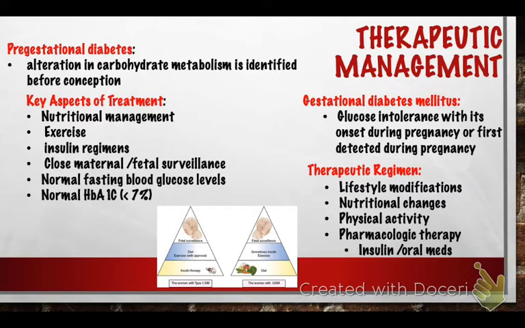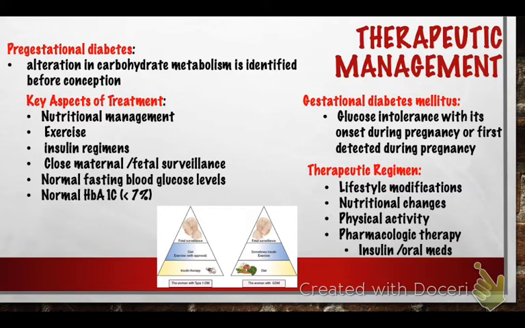So the primary goal of care is basically to maintain glycemic control and to minimize, of course, the risks of the disease on the fetus. So if we maintain good glycemic control, then we will reduce the risk to the fetus.